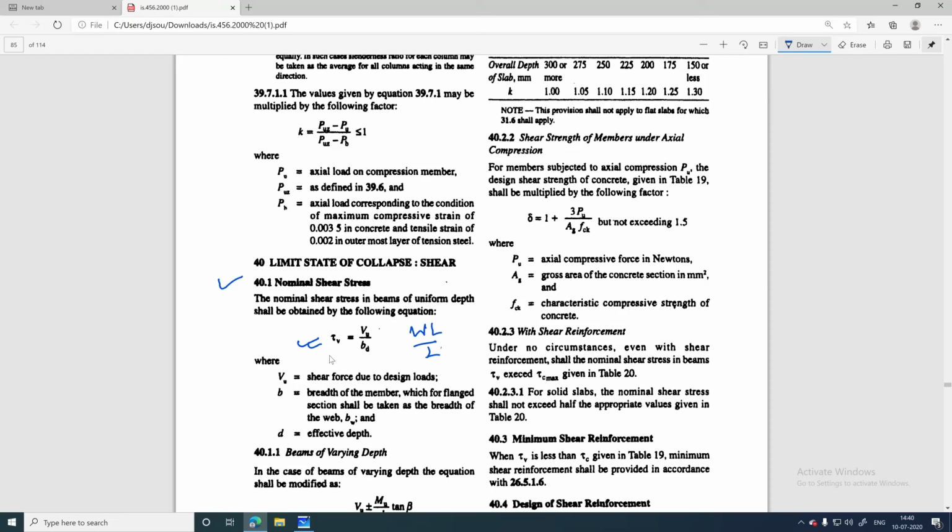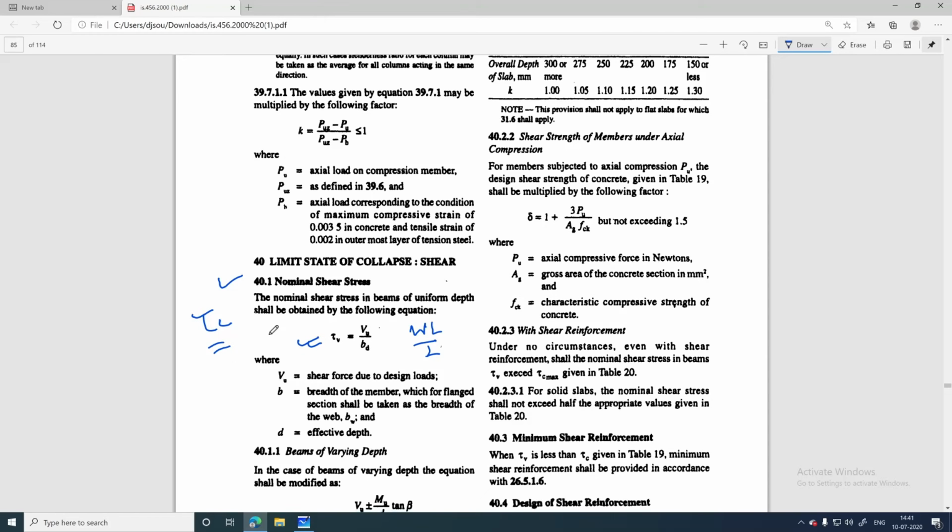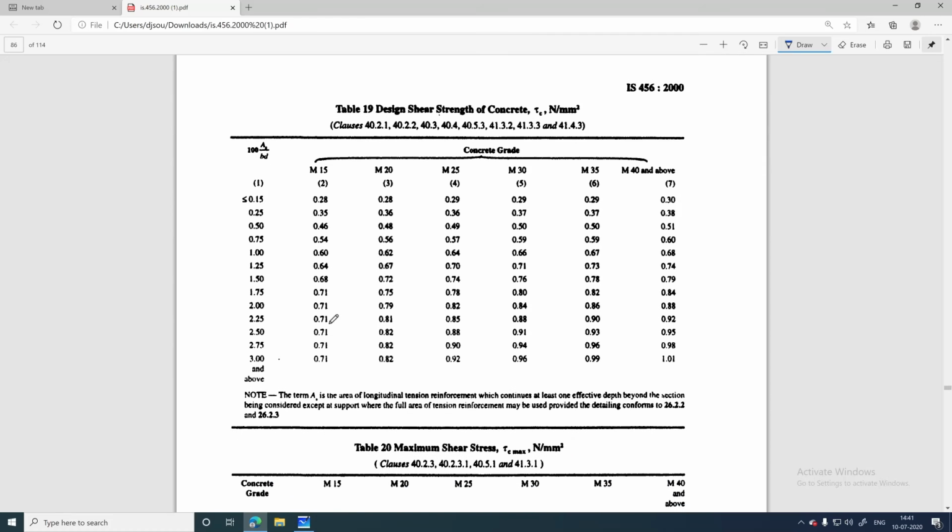Now this is the nominal shear stress, tau v, that you can calculate, but we also need to calculate the design shear stress, that is tau c. By comparing these two, we will consider whether the shear reinforcement is given or not. Okay, so let's go to Table number 19 to determine the value of tau c. So this is Table number 19.